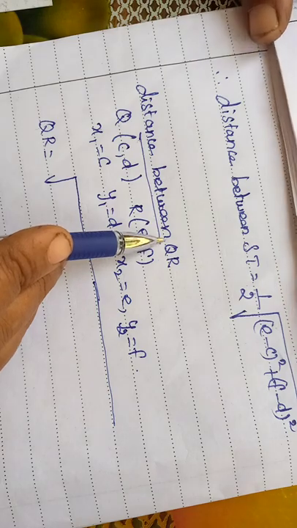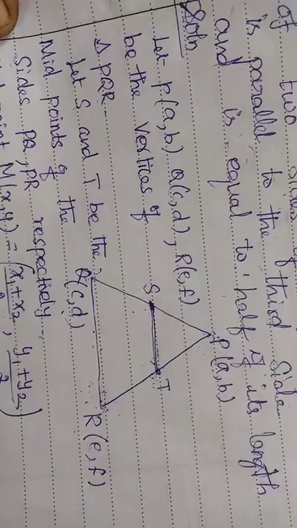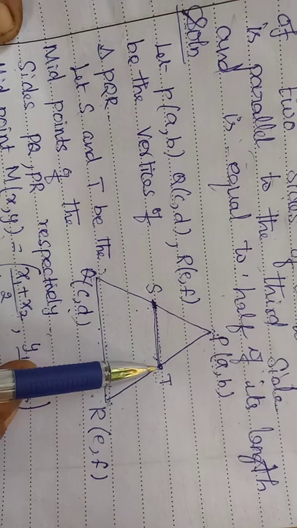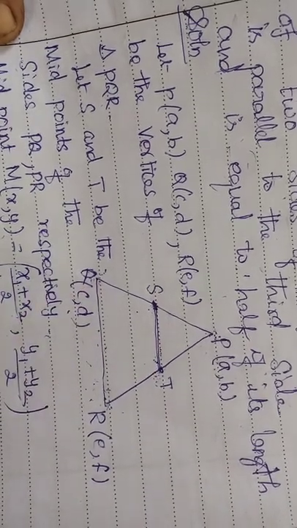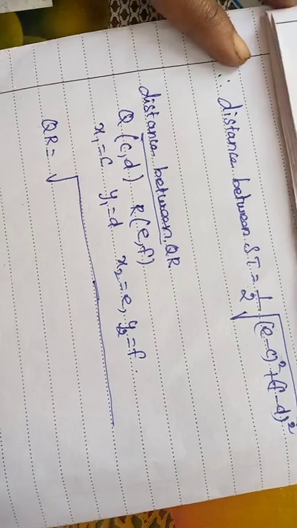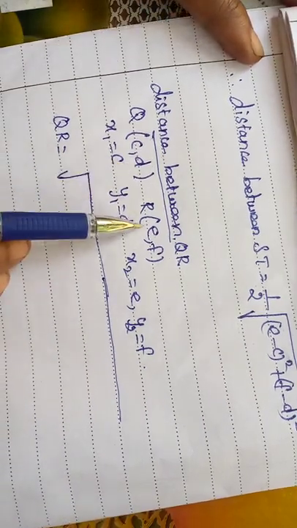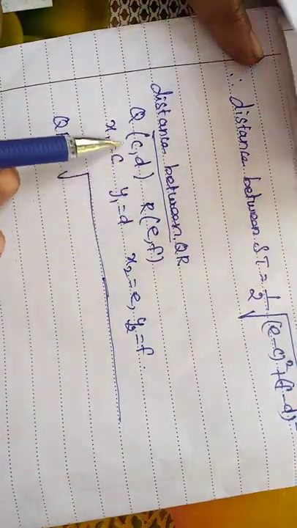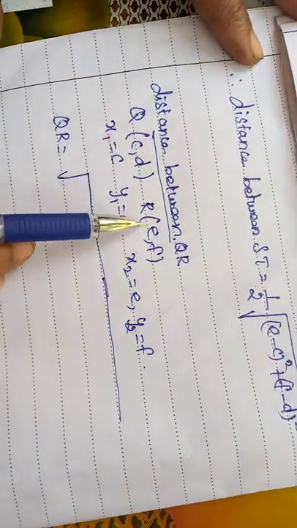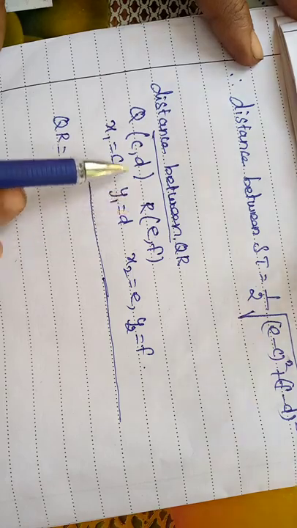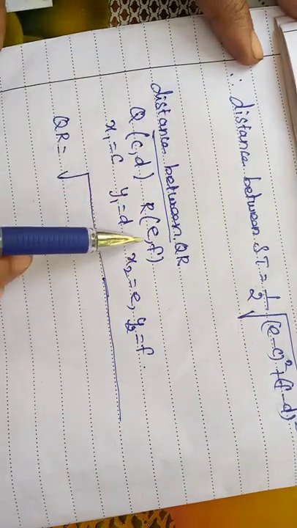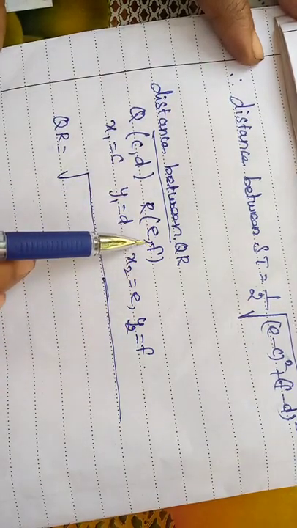Okay, distance between QR, let's find out. Distance between ST over, then we are going to find out the distance between QR. For that we have to use Q and R points. What is Q? Q of C comma D and R of E comma F. Here x1 equal to C, y1 is equal to D, x2 equal to E, y2 is equal to F.